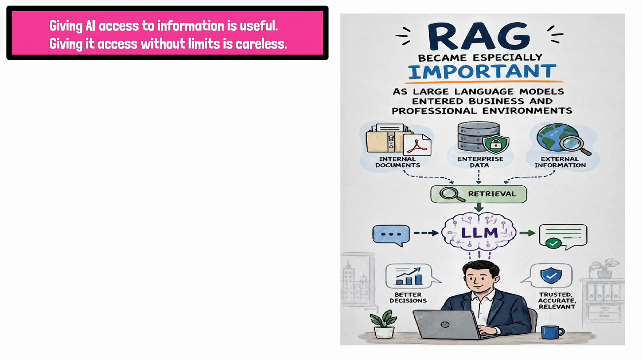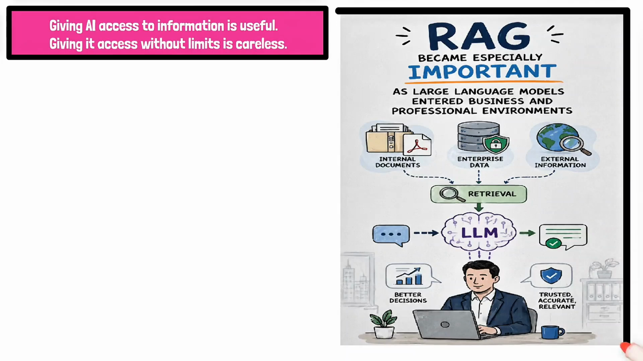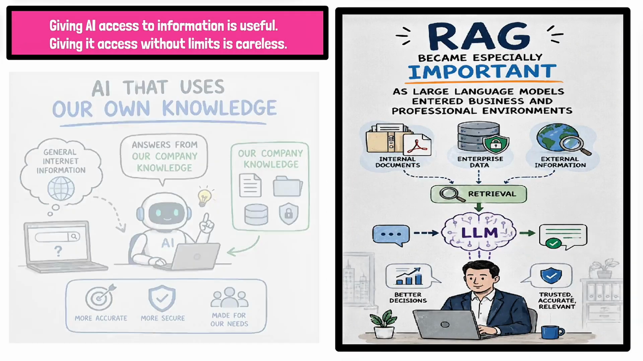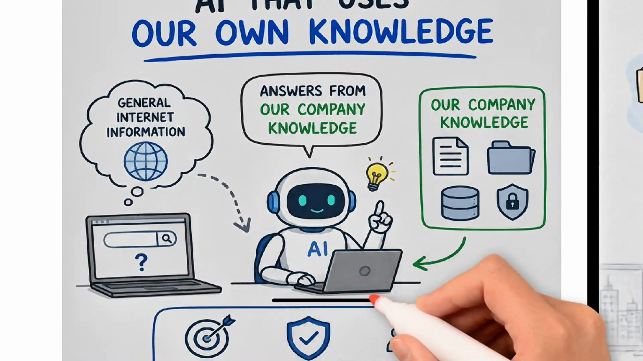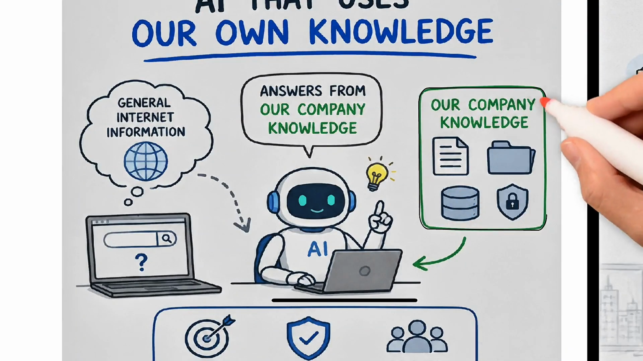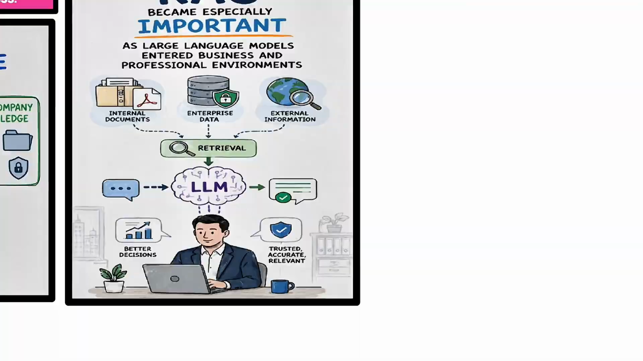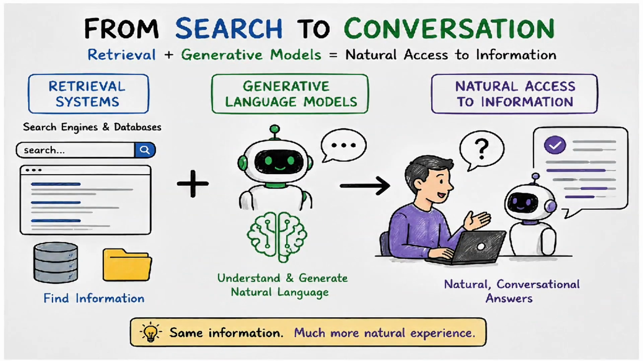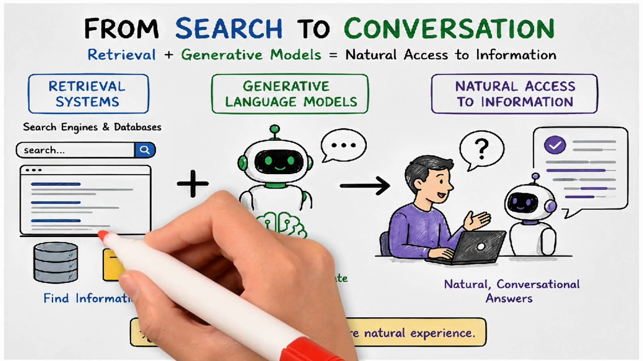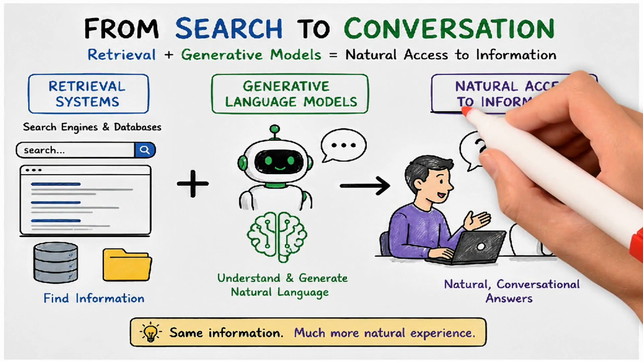RAG became especially important as large language models entered business and professional environments. Companies wanted AI systems that could answer using their own knowledge, not only general internet-style information. Retrieval systems already existed in search engines and databases, but combining them with generative language models created a much more natural way to access information.